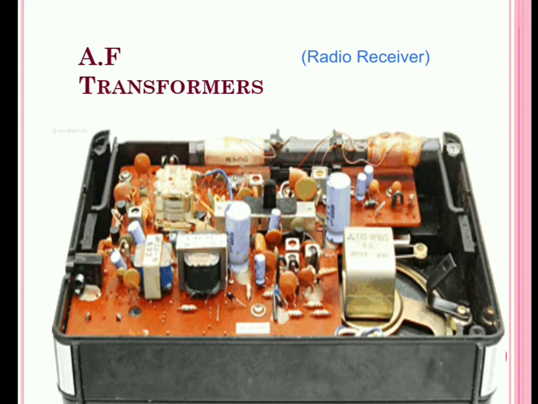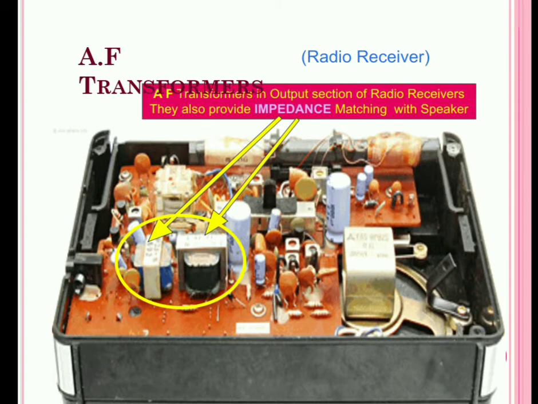So let us see AF transformers in a radio receiver. This is another radio receiver circuit which you can see over here, again an old model. There are two transformers you can see, enclosed in a circle with a yellow line. What are they actually? They are transformers working at AF frequency. They are also called AF transformers, but they are also meant for audio impedance matching with that of the speaker.